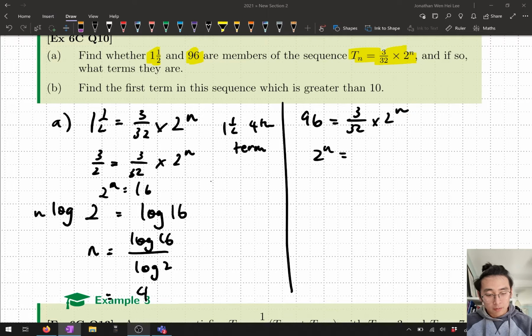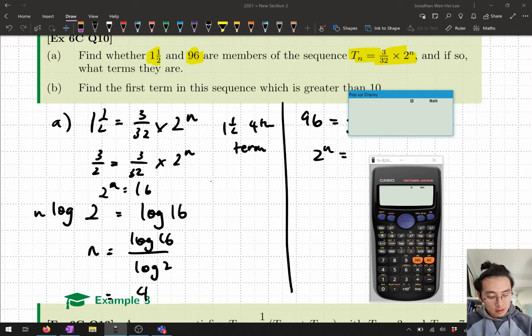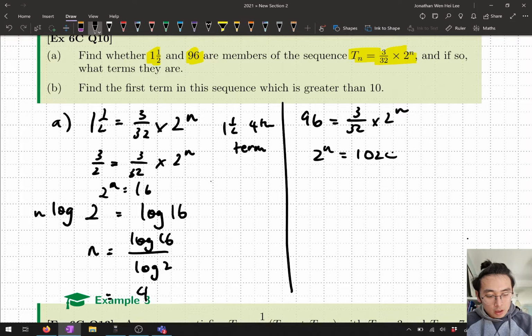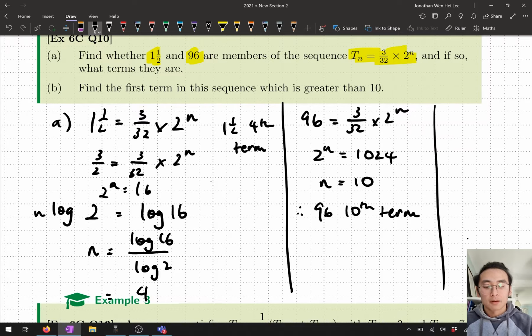The way I did that was I went, okay, 96 divided by 3 over 32. It gives me 1024. Now I happen to know that 1024 is just 2 to the power 10. So here, n is equal to 10. So therefore, 96 is the 10th term of the sequence. Okay, so that's these first two.